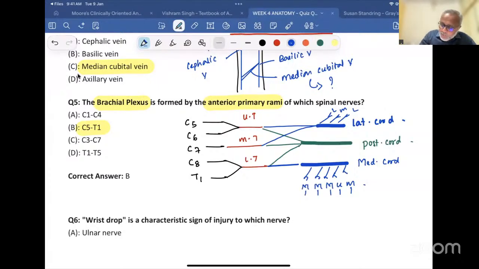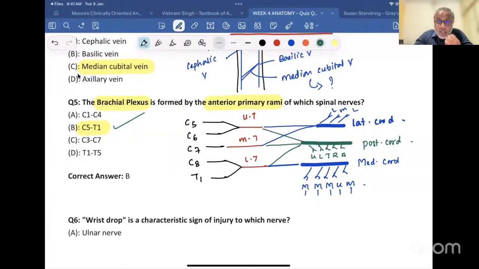What about the posterior cord? The posterior cord will also give five branches, which can be remembered as ULTRA. Right? Upper subscapular, lower subscapular, thoracodorsal, radial, and axillary. Are we clear? So this is regarding the entire brachial plexus. So what is the answer here? C5 to T1 nerve roots. Done.